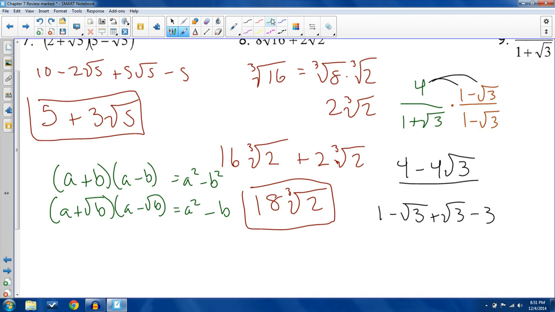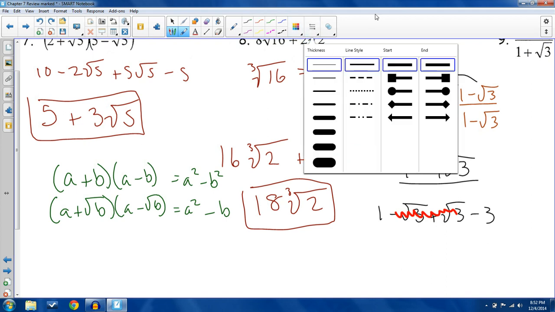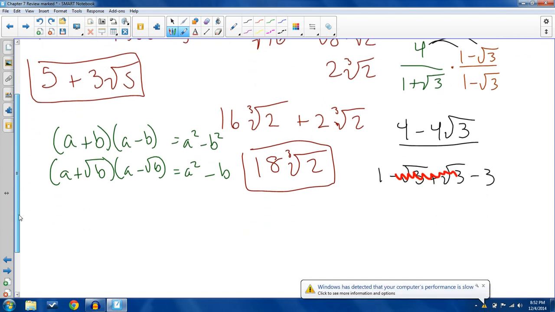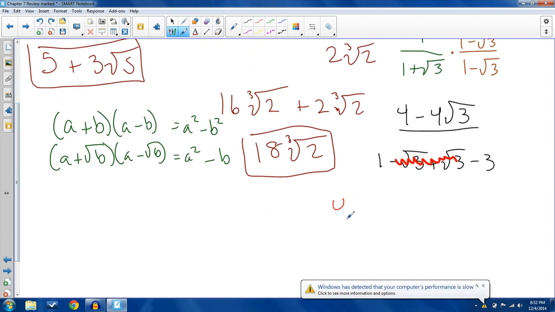So here's what gets to happen. You're like, well, wait, there are still irrational numbers down there. Negative root 3 plus root 3 is 0. Those go away. You're just left with 1 minus 3. You've achieved your goal. We still need to finish the problem, but you've done the part that requires you to get rid of the radical in the denominator. So we have 4 minus 4 root 3 on top, 1 minus 3, which is negative 2 on bottom.